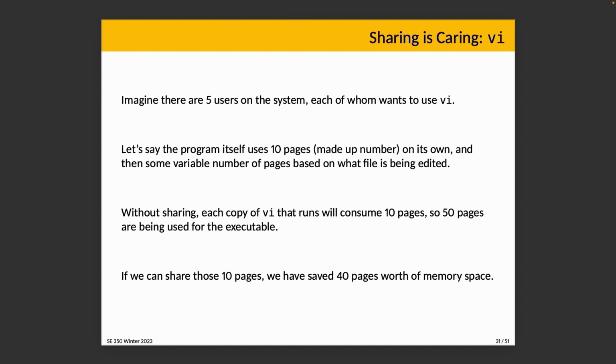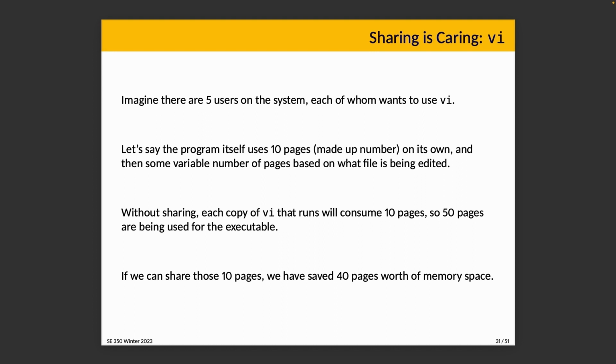So yeah, if you imagine there are 5 users on the system and they all want to use VI, let's say the program itself uses 10 pages, which is a made-up number. I have no idea how much it actually uses. I really have just made this up off the top of my head. And without sharing, each copy consumes 10 pages, so 50 pages are used in total. Whereas with sharing, we can share a lot of them and potentially save up to 40 pages of space.